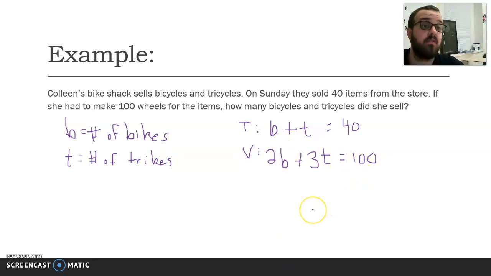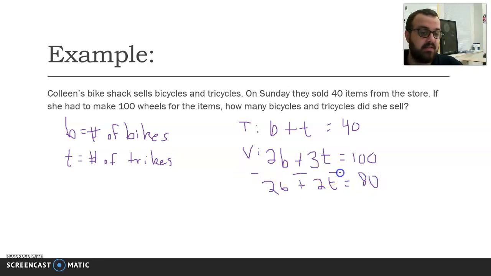Now I can go ahead and solve just like I would have any other day. In this case, again, I'll use elimination. Multiply by 2. I'm going to get 2b plus 2t equals 80. To be or not to be? That's the question, all right? We'll go ahead and we'll subtract these. Cancel over here. I'm going to get that t equals 20.